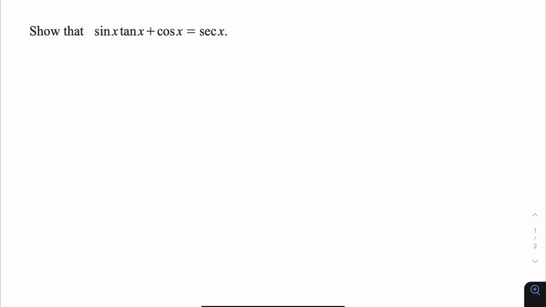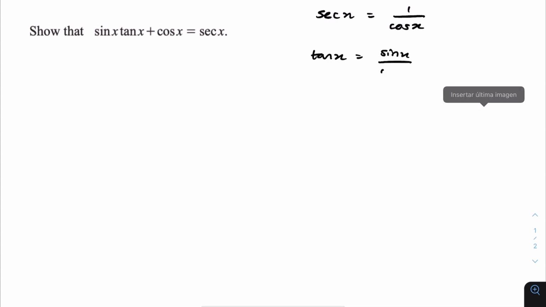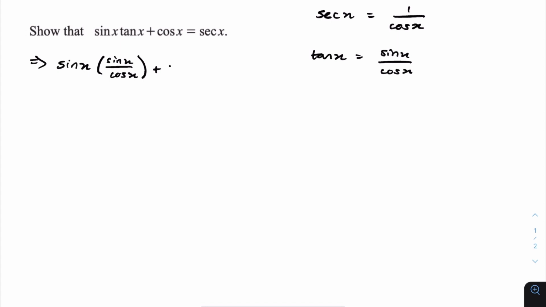So in this one we're asked to show that sine x tan x plus cos x is equal to secant x. So we know that secant x is equal to 1 over the cosine of x, and tan x is equal to sine x over cos x. I think it's really important to remember that when you have sine x and cos x in there, making tan x into sine x over cos x makes it a lot easier because we're just working with two different functions of trigonometry. So if we substitute these into our equation, we get sine x times sine x over cos x plus cos x.